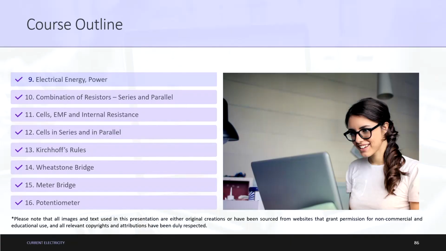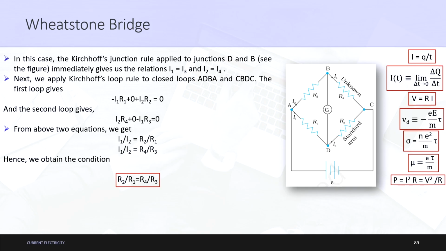Right now we are on the 14th point, that is the Wheatstone bridge. In the previous lecture we completed Kirchhoff's rules and its examples, and after the completion of Wheatstone bridge we will move on with two more applications, that is meter bridge and potentiometer, and that will be the end of current electricity. So, Wheatstone bridge.